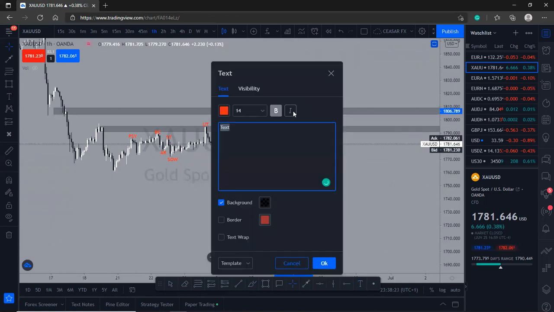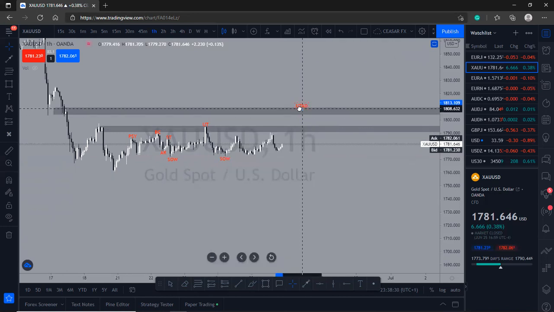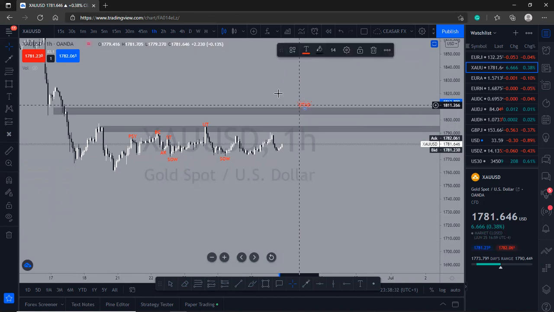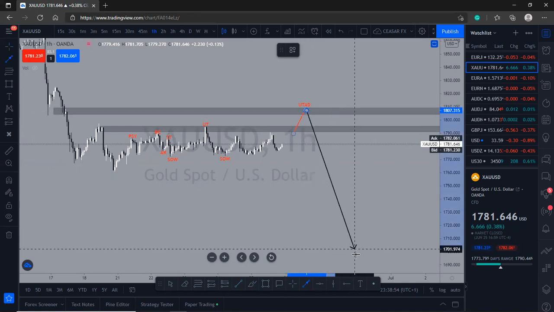This is what I'm looking for on the hourly time frame. So now the price still has to come here, according to this other block, this one. So the price might go like this, like this. Then you see the move to the downside.